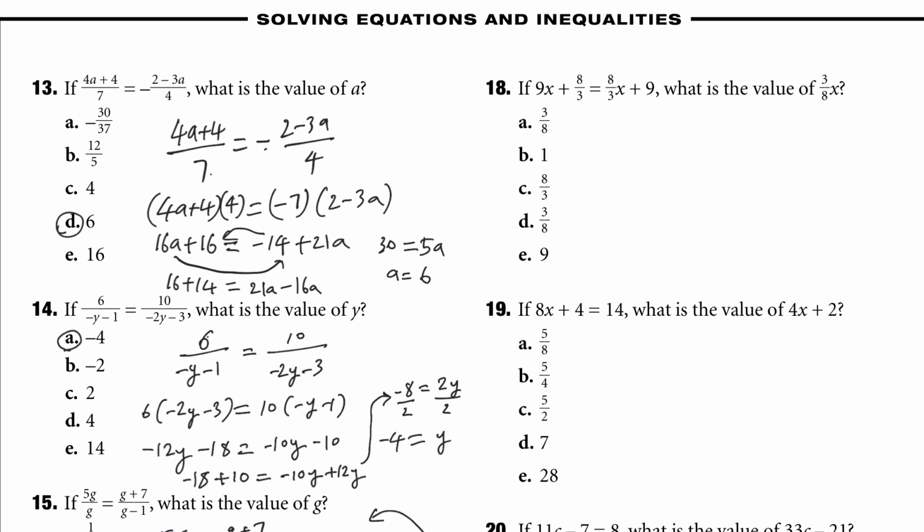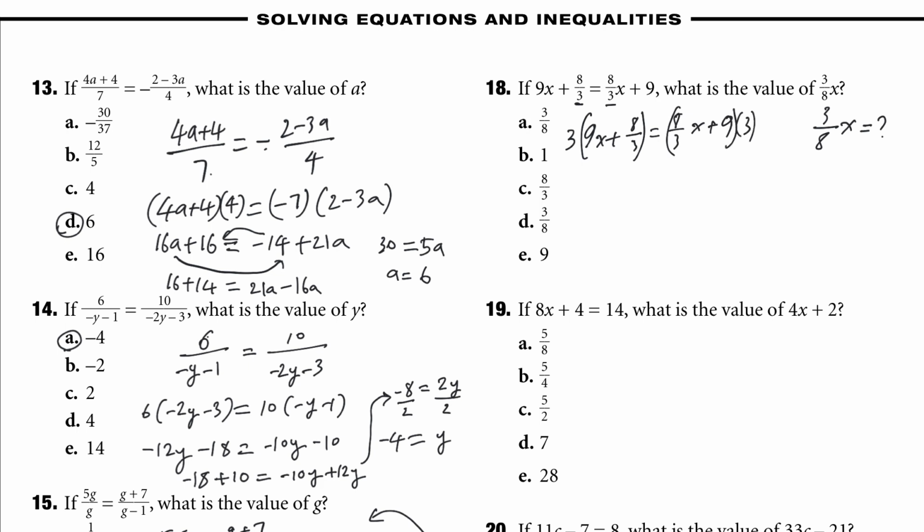Okay, so 18, if 9x plus 8 over 3 is equal to 8 over 3x plus 9, they're asking us for the value of 3x over 8. What is that? So let's solve for the value of x. In this case, I notice that there are 3's on the denominator. I want to get rid of them because I typically don't like working with fractions. The easiest way to do that is to multiply both sides by 3. Like so.